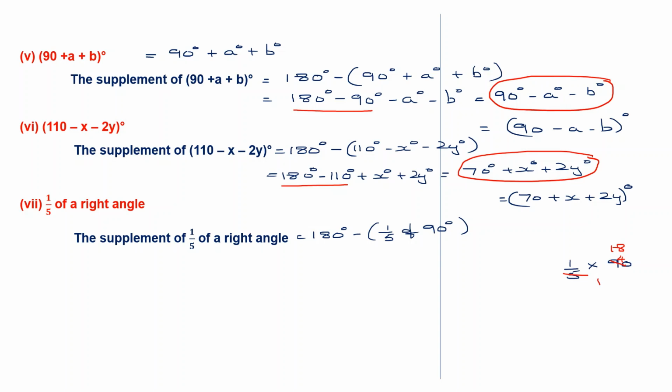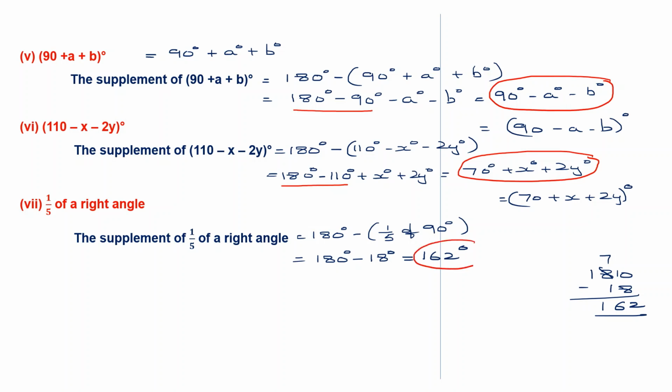So here we can write 180 degrees minus 18 degrees. So this we have to subtract. Let's subtract 180 and 18. Borrow from here, this is 7, 10 minus 8 is 2, 7 minus 1 is 6, and then we have 162. So the supplement of 1/5 of a right angle is 162 degrees. This is our answer.